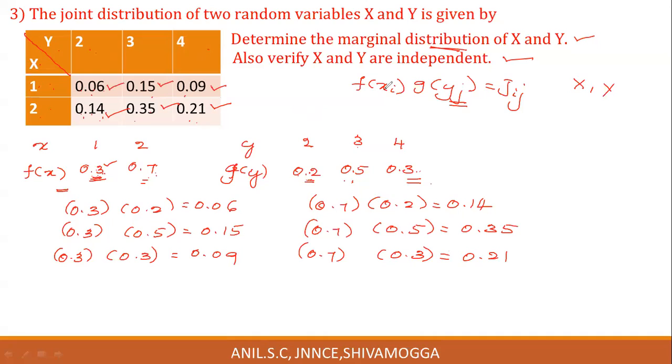Therefore, for all the possibilities, this expression f of xi into g of yj is equal to gij is verified. Therefore, the random variables x and y are independent. They are independent. So please make a note of this.